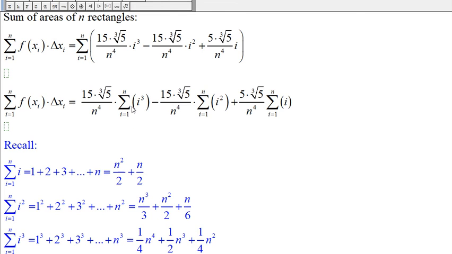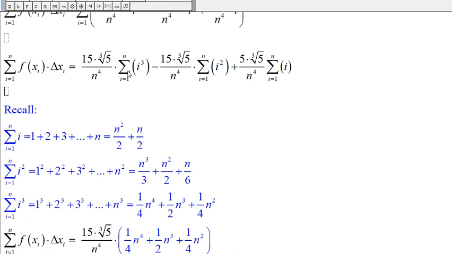And so for summation of i to the third, it will be 1/4 n to the fourth plus 1/2 n to the third plus 1/4 n to the second. And then for summation of i squared, it'd be n to the third divided by 3, n to the second divided by 2, and then n divided by 6. And then summation of i is just n to the second divided by 2 plus n divided by 2.